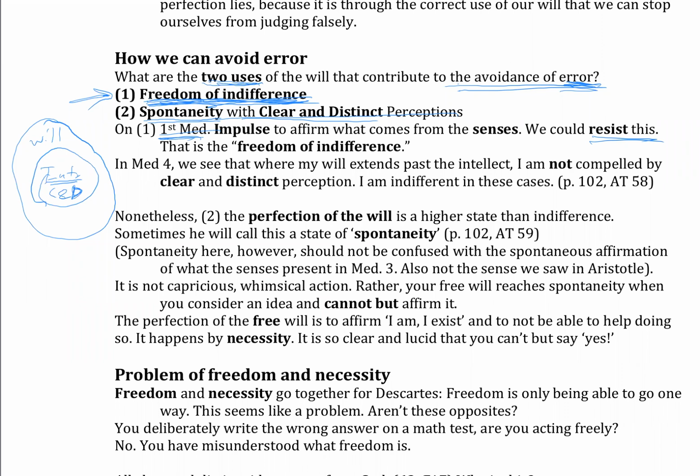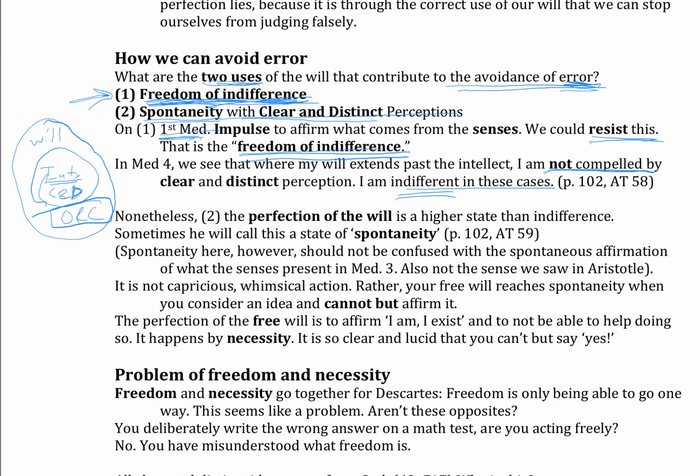So in these cases, when the will extends past my clear and distinct ideas to my ideas that are obscure and confused, in relation to those ideas, the will is not compelled to judge. And in those cases, when I'm not compelled, I can exercise my freedom of indifference and suspend judgment, not make the judgment. I'm indifferent in these cases.